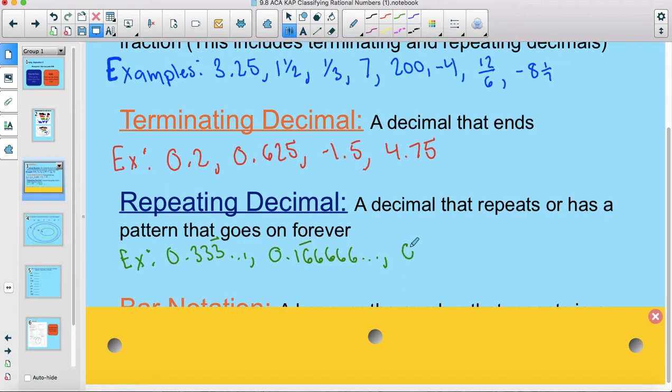And this last one is 0.181818 ... So if you notice here, this one's a pattern that continues forever.